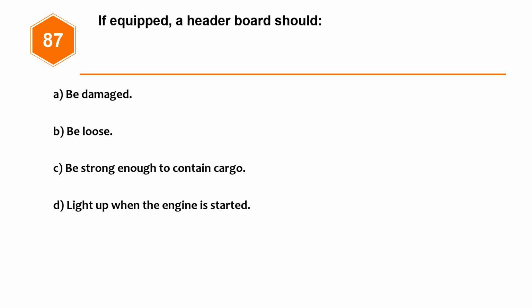Question 87. If equipped, a header board should: Option A, be damaged. Option B, be loose. Option C, be strong enough to contain cargo. Option D, light up when the engine is started.